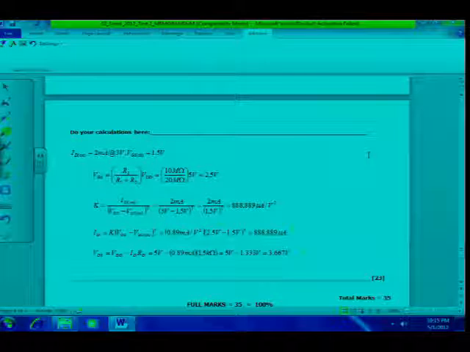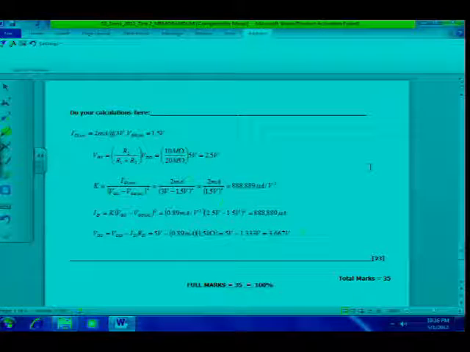And then finally VDS, which is VDD minus IDRD. So a lot of you just calculated IDRD and didn't subtract it from VDD, where you made a mistake, of course. So remember, it is VDD minus IDRD, and you get an answer of 3.667 volts for another 2 marks. Okay, that was the lot. Total marks was 35. Full marks 35 is going to give you 100%.